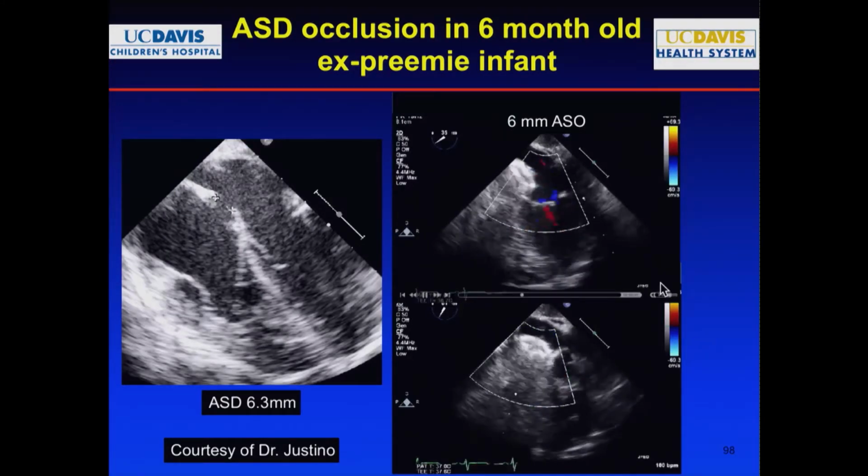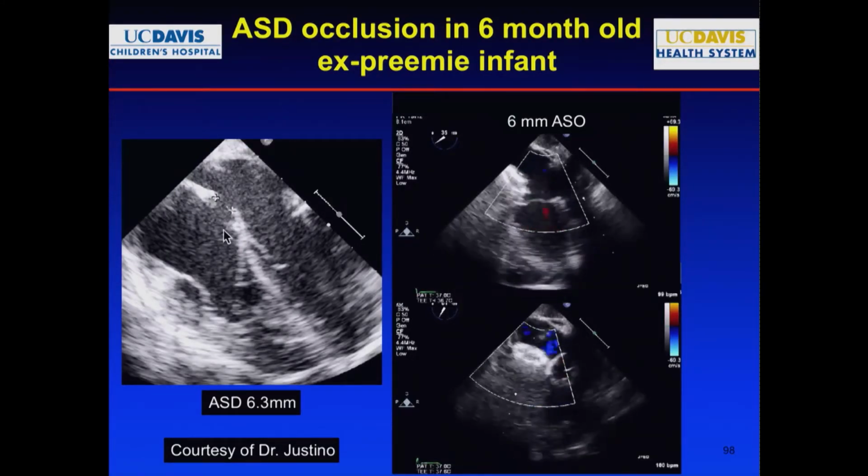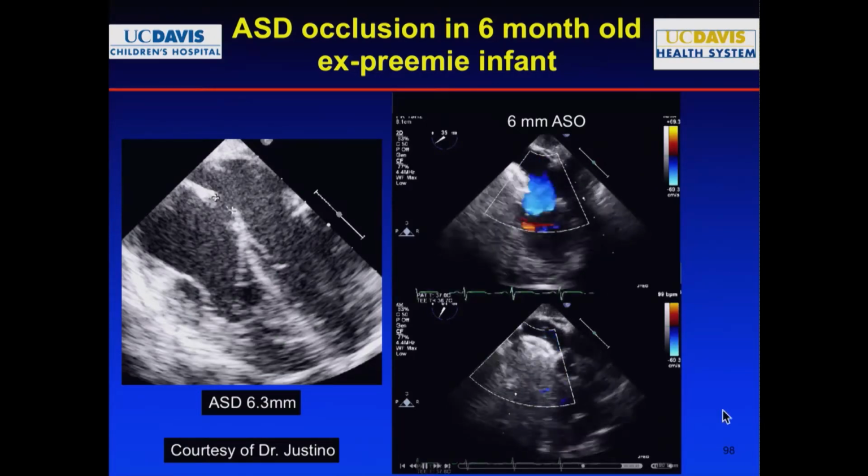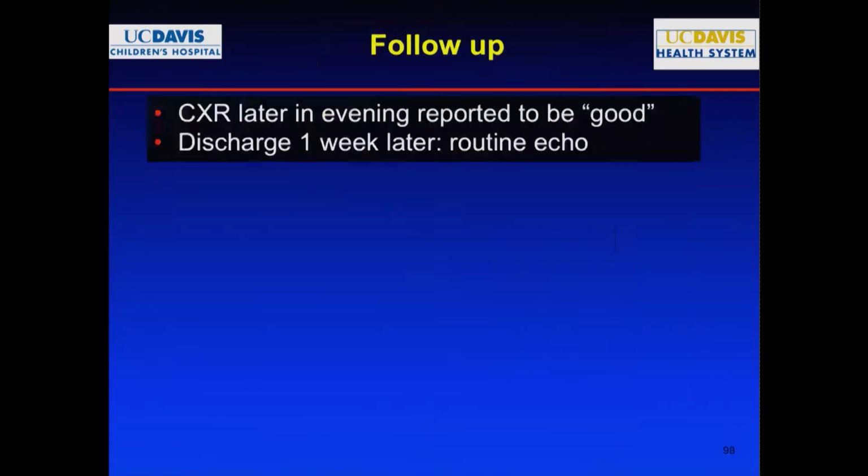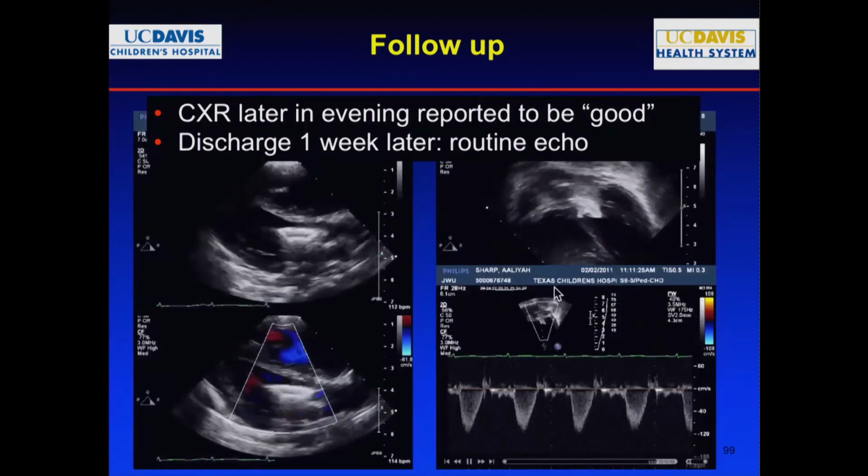X-Premi, a six-month-old, device put in right here, looks pretty good. Again, in a place where you have fellows, what do we do? We tell the fellows to look at the x-ray, right? Of course, the fellow tells Dr. Justino everything looks good. He goes home. The kid sat in there for a few days, and finally it's time to discharge, get an echo at discharge, and this is what it looks like.